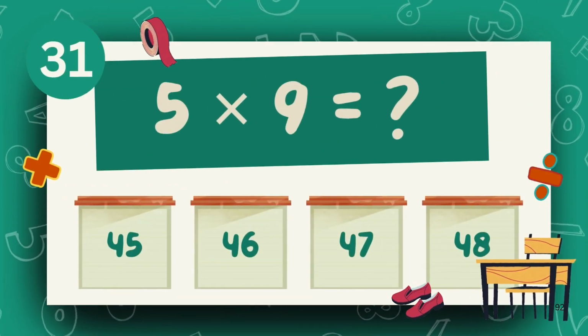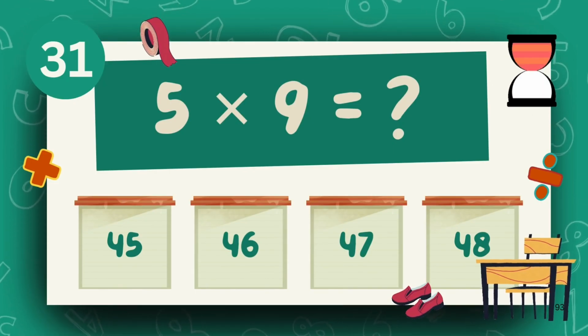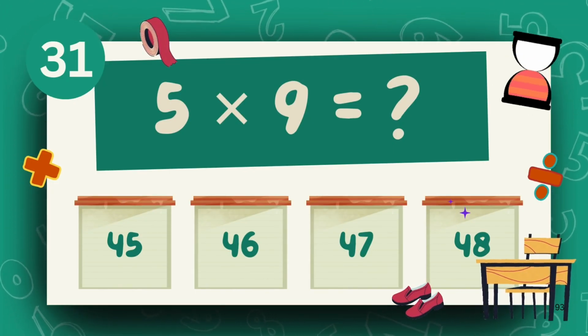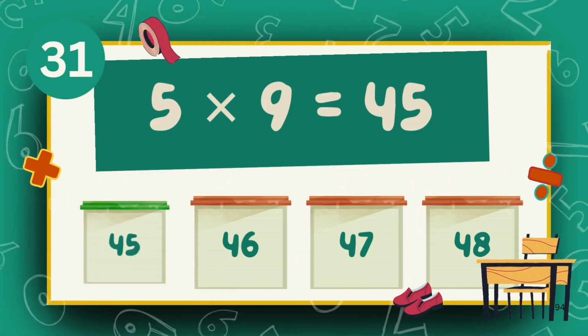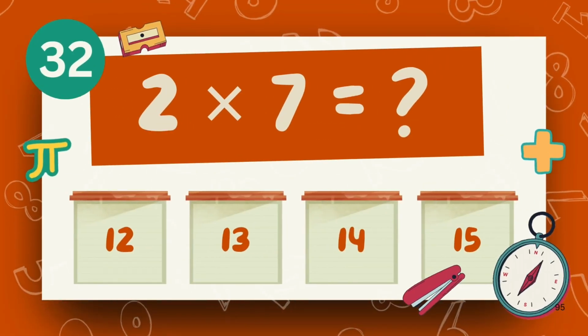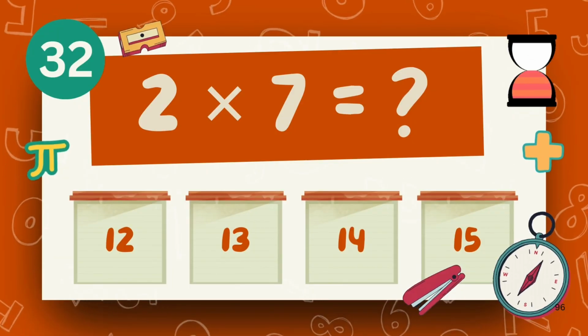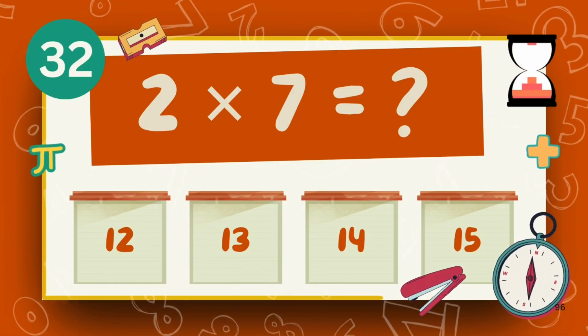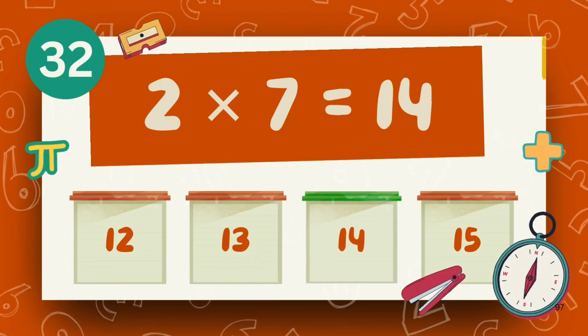What is 5 multiply 9? The answer is 45. What is 2 multiply 7? The answer is 14.